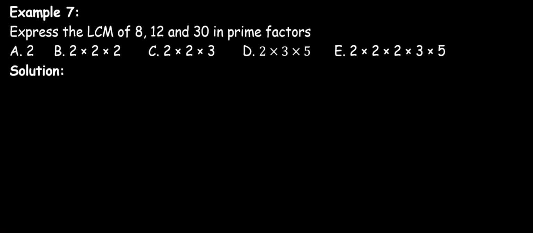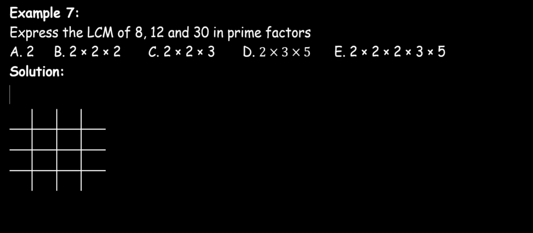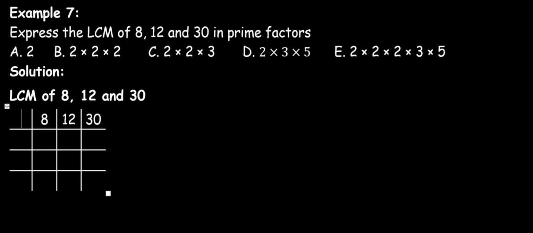Solution. We input our table for the LCM of 8, 12, and 30. We input our values 8, 12, 30, starting from the smallest prime factor. So we take 2. 2 divides 8, 4. 2 divides 12, 6. 2 divides 30, 15.